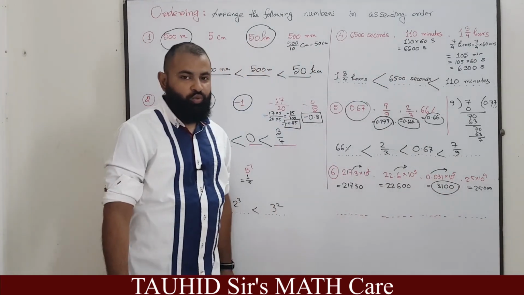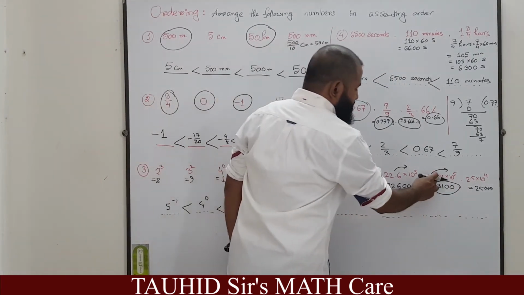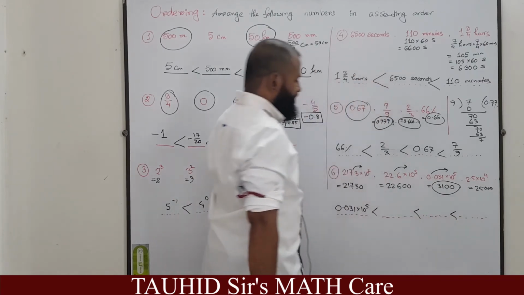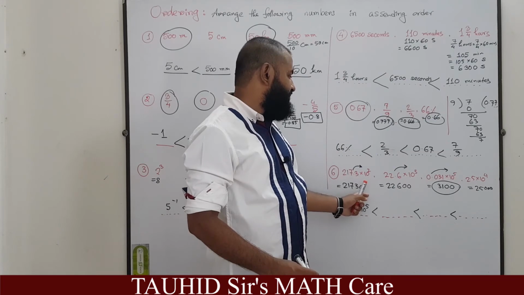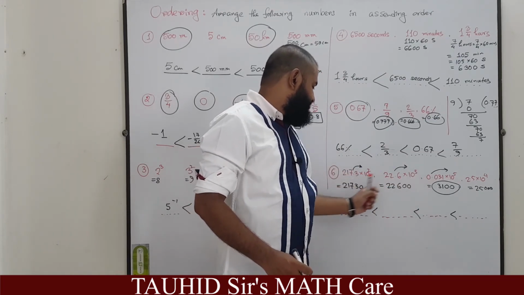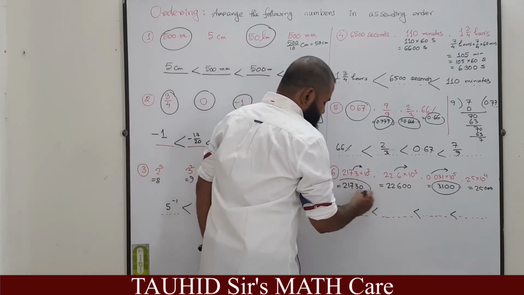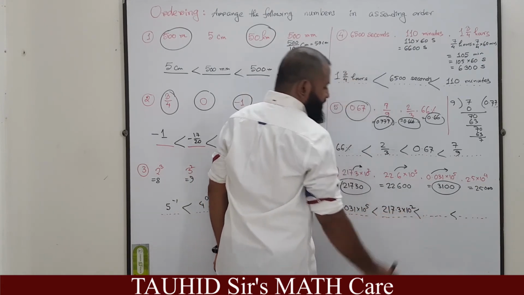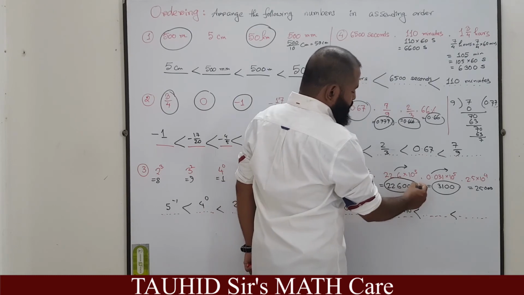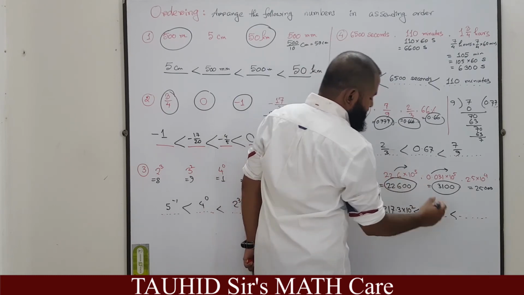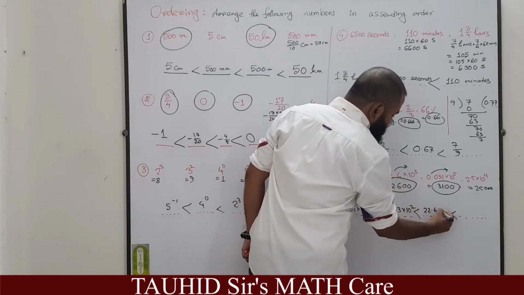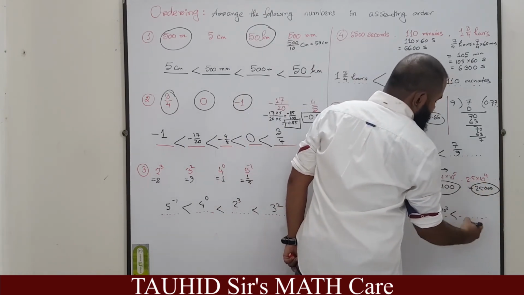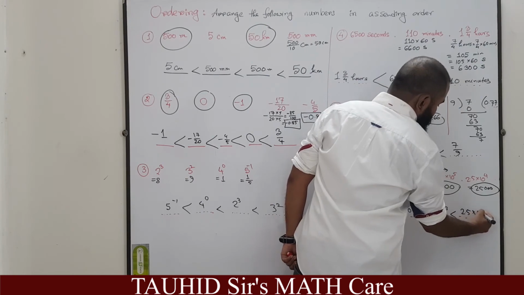3100 is the smallest one. So this will be placed first. Next 21730, this is immediately after that. So we will write this here. Next one is 22,600, that means 22.6 times 10 to the power 3, and finally this one, 25,000, is the largest, 2.5 times 10 to the power 4.